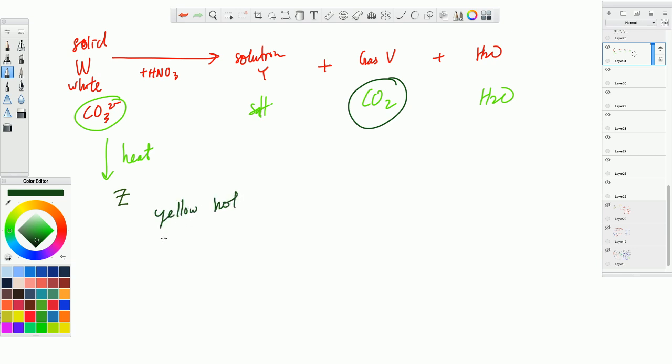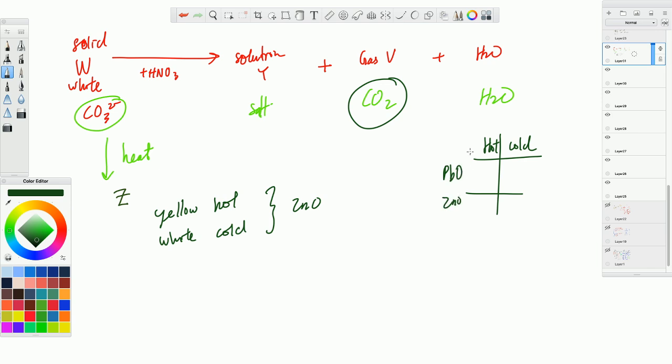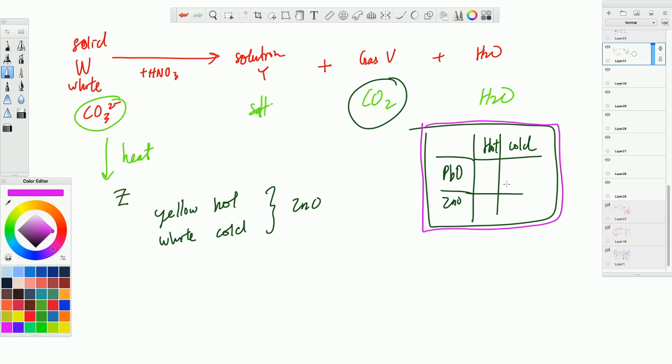and white when cold. There's only one thing you learn that is yellow when hot and white when cold, which is zinc oxide. There are only two things you learn that change color when hot and cold: lead oxide and zinc oxide. Zinc oxide when cold is white, when hot is yellow. Lead oxide when cold is yellow, when hot it's brown. Got it? So because it's yellow and white, it is zinc oxide.